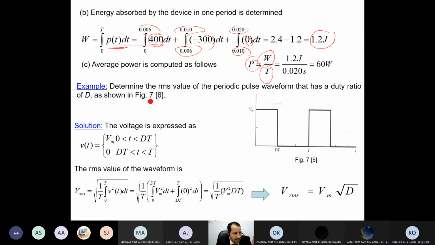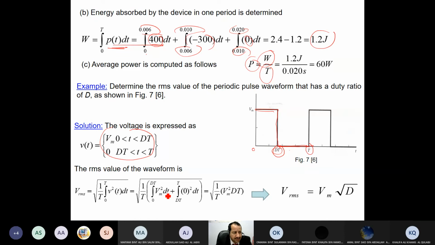Second example, determine the RMS value of the periodic waveform. Here it's like a square wave, but not exactly square. From 0 to dT, we have Vm. From dT to T, we have 0. So the formula is presented here, clear.